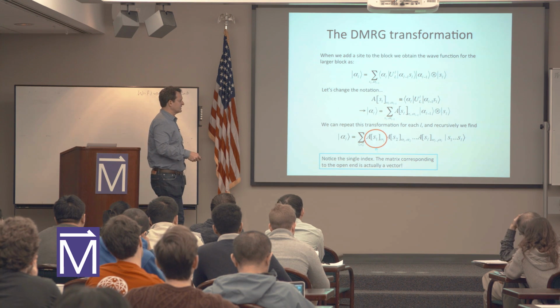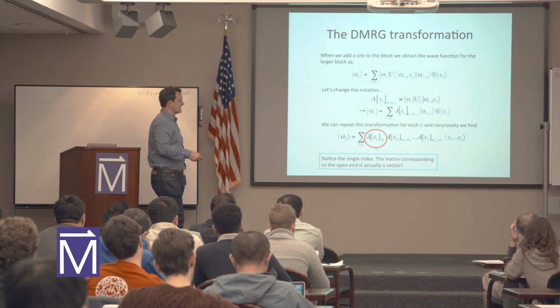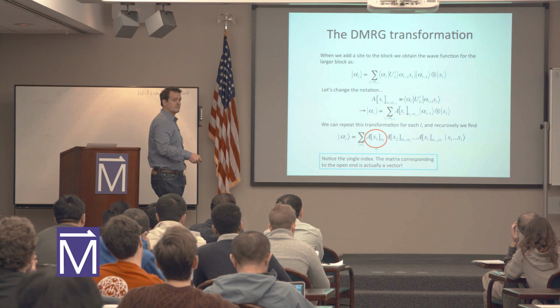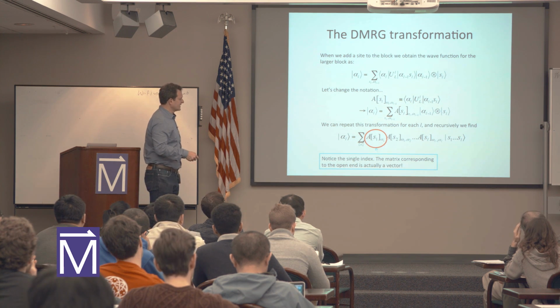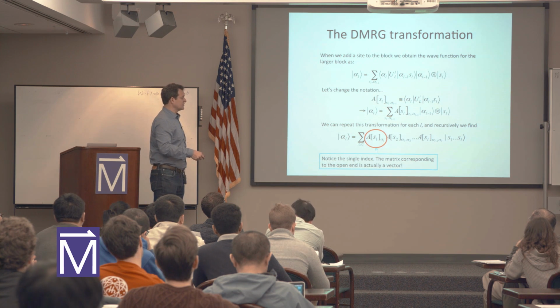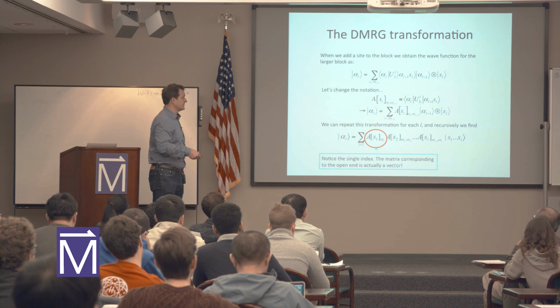You see that basically I'm contracting this index alpha 1 with this alpha 1, this alpha 2 with alpha 2, and so on and so forth. So this contraction gives you a scalar, just a number, and that's the coefficient in the wave function.